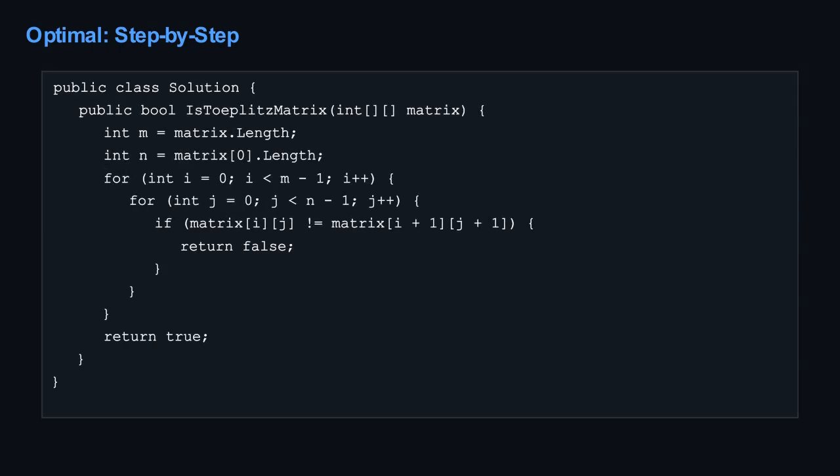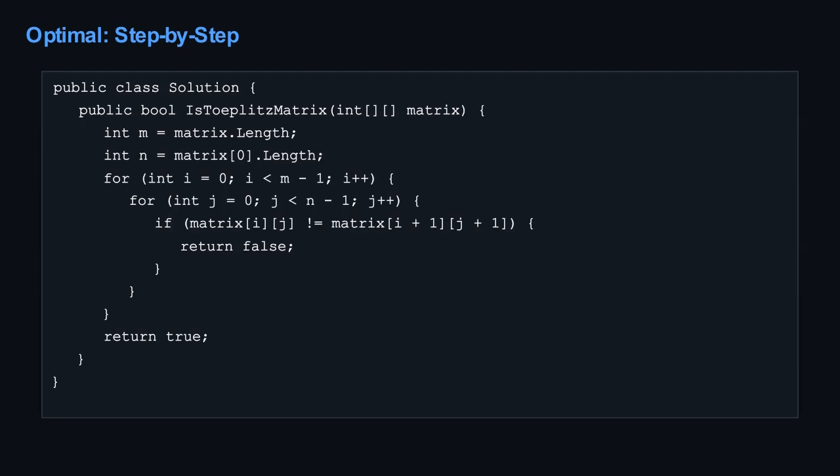Now let's trace the optimal algorithm on the example matrix with 3 rows and 4 columns. We have row count equals 3, col count equals 4. The outer loop runs for row index equals 0 and row index equals 1, since row count minus 2 equals 1. The inner loop runs for col index equals 0, 1, 2, since col count minus 2 equals 2. We will list every iteration with all variable values.